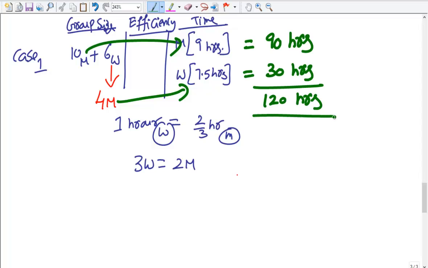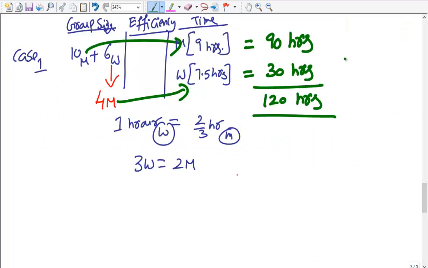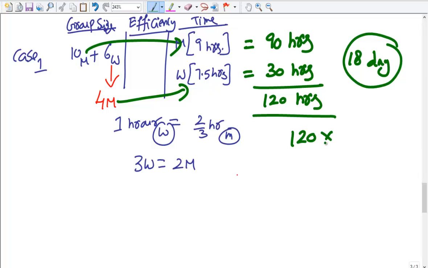Now that is per day, the total number of working hours. Like this, they finish the work in 18 days. So that is 18 days. So it means 120 into 18 days. That is, this is the total work in terms of number of hours.